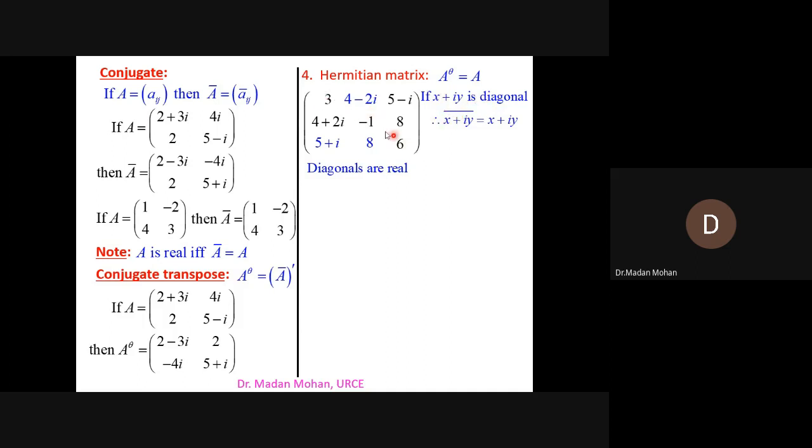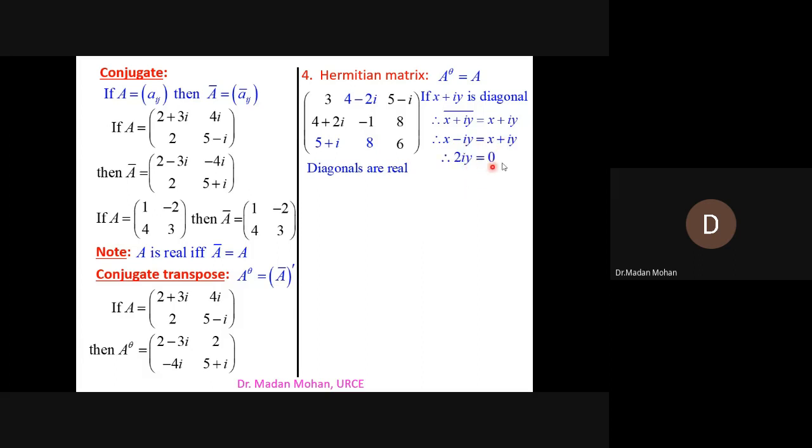Therefore, in a diagonal element, the conjugate transpose remains in its place. Transpose won't affect diagonal elements. So A theta means conjugate, then transpose, which is the same. The left side and right side are the same element. x plus iy equals its conjugate because A is Hermitian. Then the left side x minus iy equals x plus iy. It should happen. Now cancel x on both sides: 2iy equals 0.